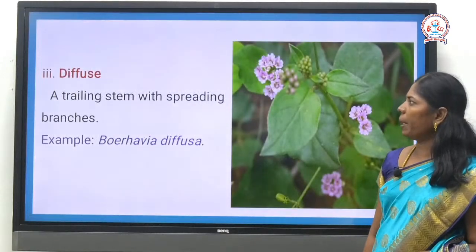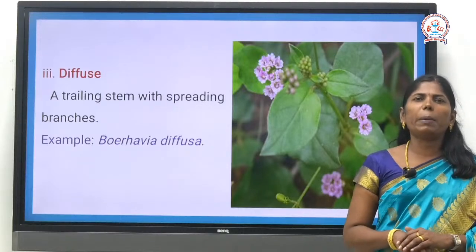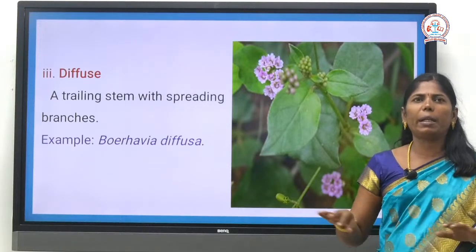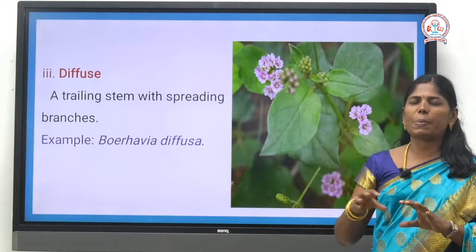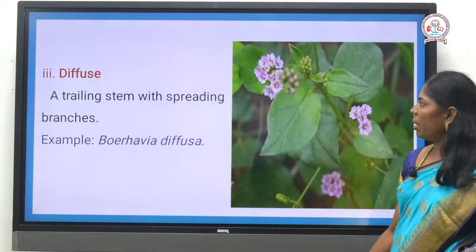Next, diffuse is a trailing stem with spreading branches. The stem spreads fully, and with that spreading, many branches form. That is Bauhinia diffusa.